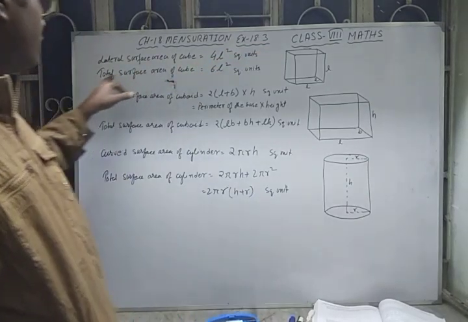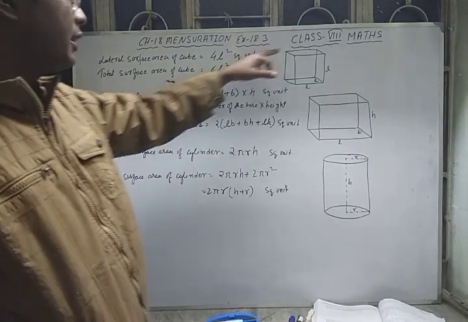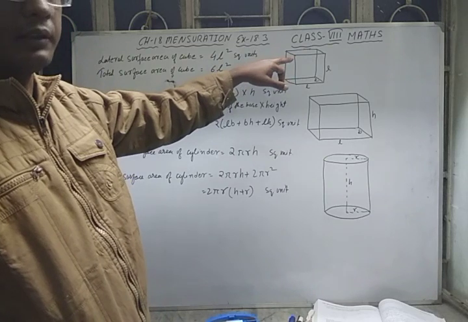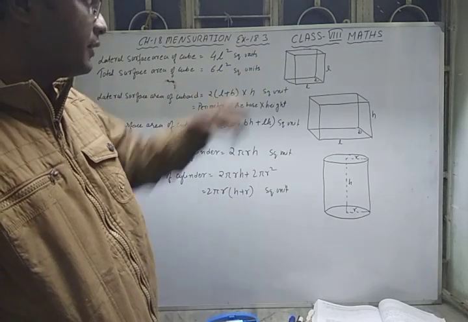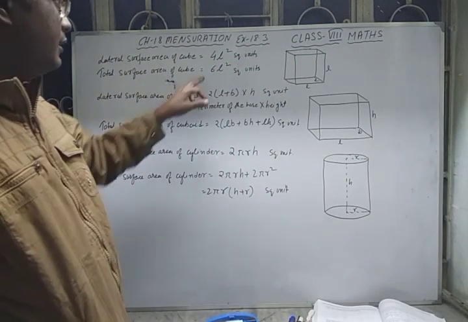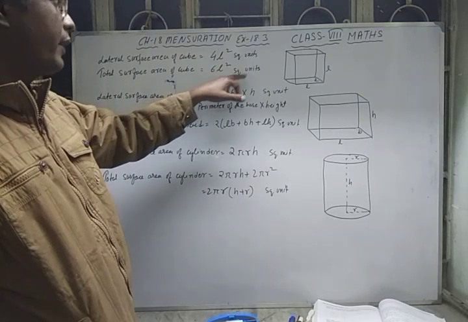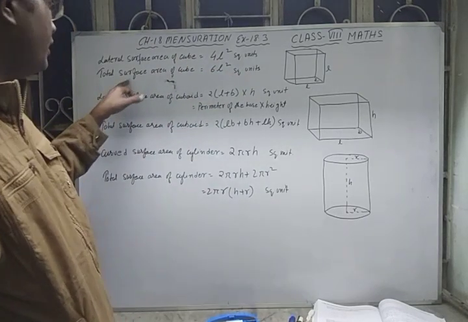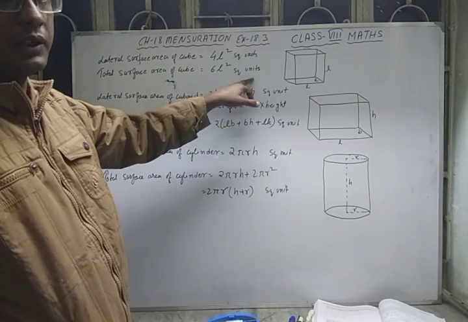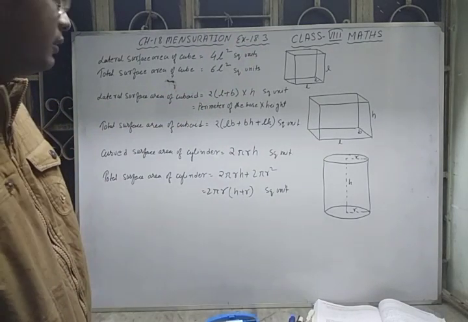Similarly, for the total surface area, if we take all the 6 plane surfaces of the cube, you can say 6L square unit. Since it is area, we have to use square units, maybe in centimeter or meter, whatever.